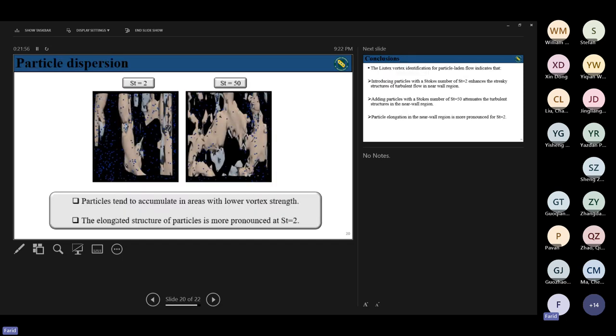Here you can see these streaky structures, or how these particles are accumulating in the near wall region, compared to the vortices that we identify through the Liutex method. Here you can see that, especially for Stokes number of 2, we have particles elongated in between two vortices, counterclockwise and clockwise vortices. So we can say that particles tend to accumulate in areas with lower vortex strengths. The elongated structure of particles is more pronounced at the Stokes number of 2, but we cannot identify those structures for Stokes number of 50, as I mentioned before, based on the reasons that we went through on previous slides.